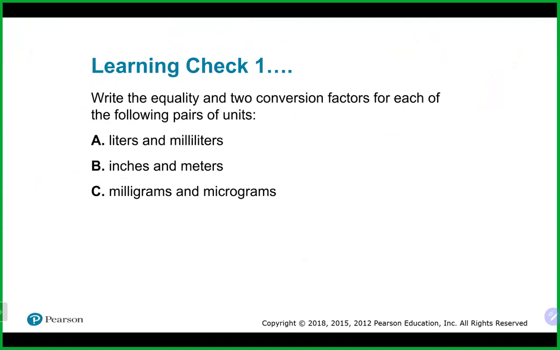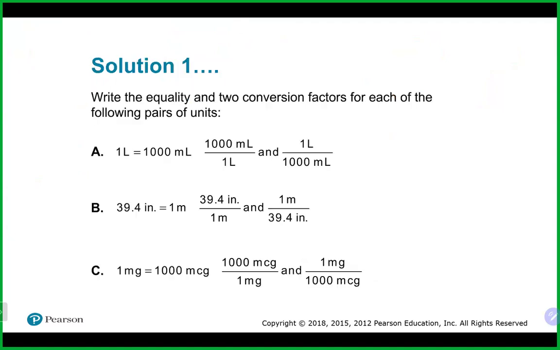All right, so let's take a look at some of these equalities that we saw there. So again, 1 liter is 1,000 milliliters. And again, that's going to give us our two conversions. Inches to meters, so 39.4 inches is 1 meter. And again, that's going to give us two usable conversion factors. And again, our microgram there, 1 milligram is equal to 1,000 micrograms. And again, you have 1,000 micrograms over a milligram or a milligram over 1,000 micrograms.